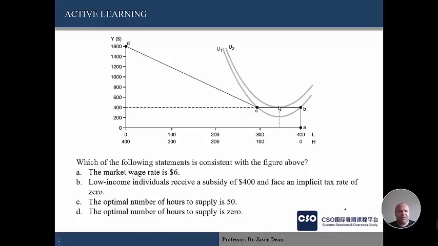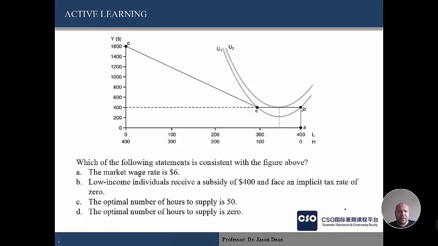So that would be here at this point, and that would correspond to 50 hours of labor. Okay, so we see that D is wrong, and that C is actually the correct answer. Okay, B says that low-income individuals receive a subsidy of $400 and then face an implicit tax rate of 0.